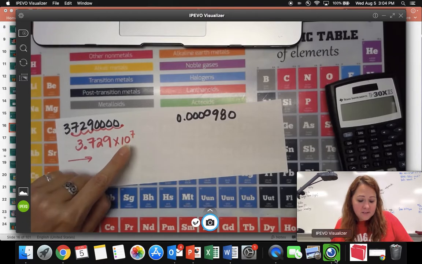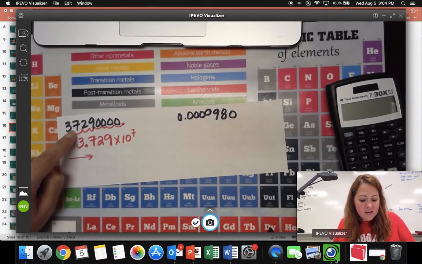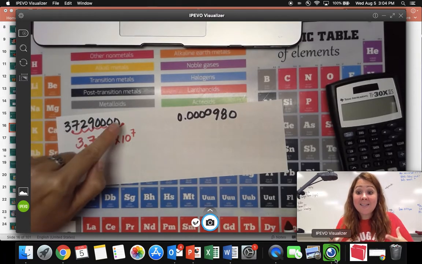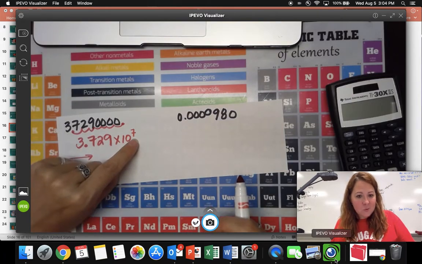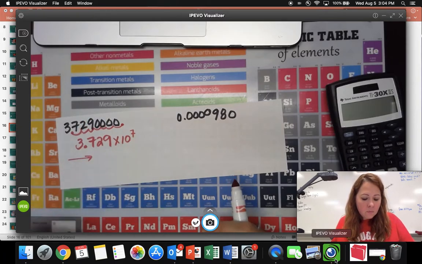That's a positive 7 because this was a big number. I always say that if I had that many dollars in my bank account, that would be a positive thing for me. So that is a positive exponent. Big numbers, a lot of money, positive exponent.